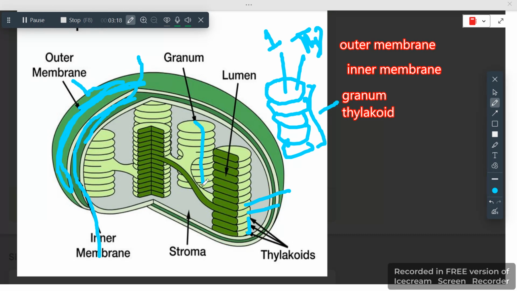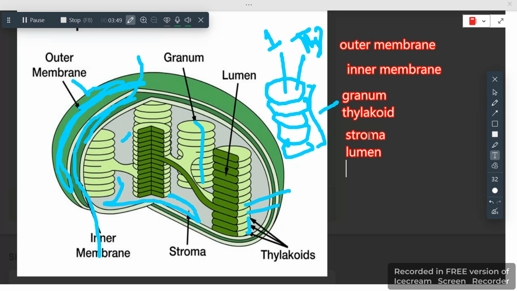Then the part you can look at, this grayish structure in the complete space, is known as stroma. Stroma is like a fluid. Let me write. Stroma is a liquid part where all of these are embedded, or present in the structure. After stroma, we have lumen. Lumen is simply a cavity.